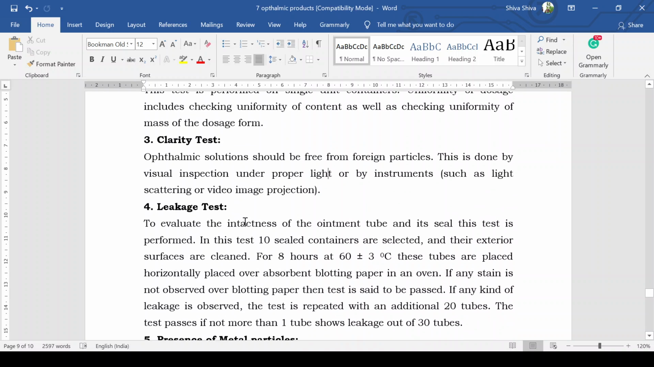Then the clarity test. Ophthalmic solution should be free from foreign particles. This is done by visual inspection under proper light or by instruments such as light scattering or video image projection. The clarity test, as the name indicates, is carried out to check for the presence of any kind of foreign particles, and the clarity test should be passed.